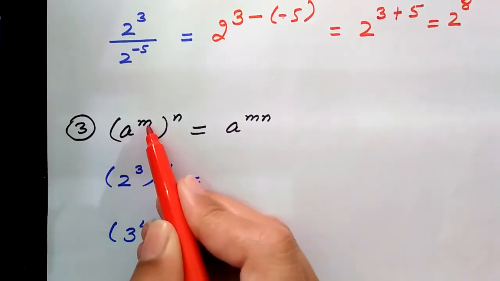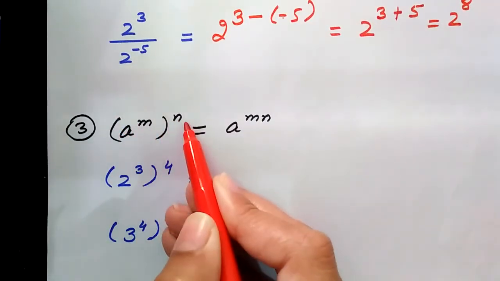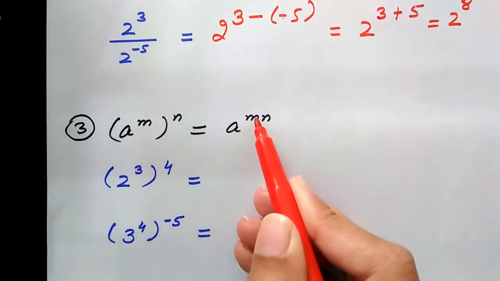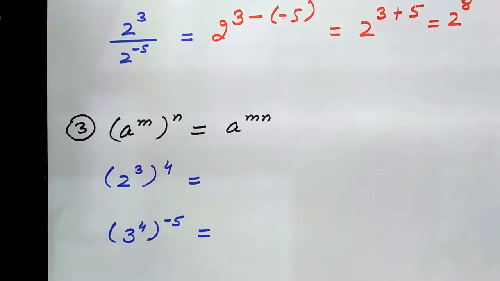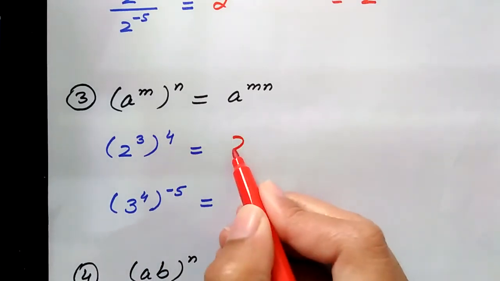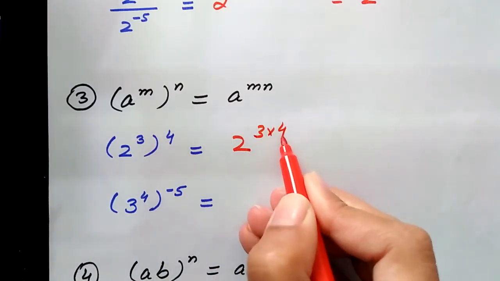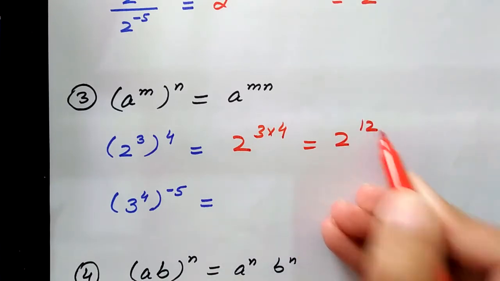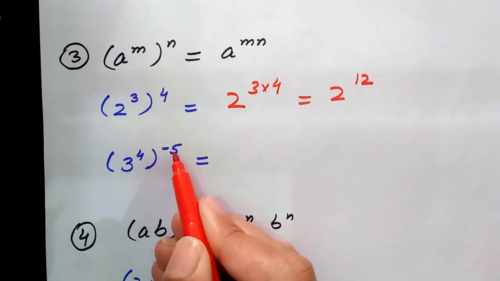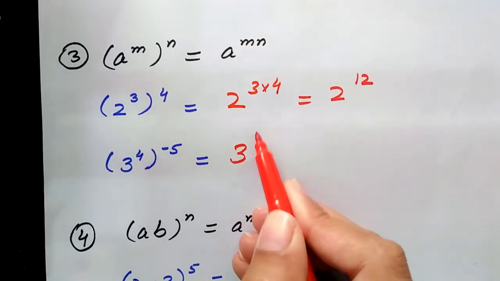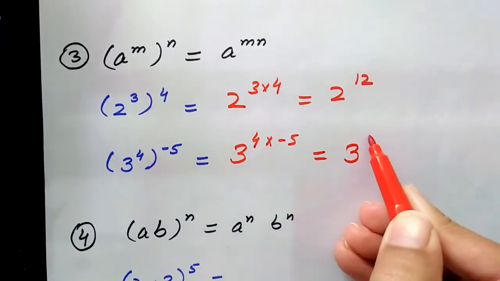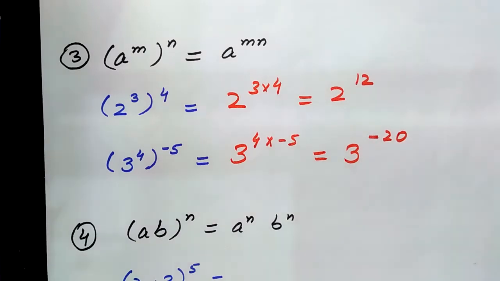If we have a raised to power m and the whole raised to power n, then both the powers will be multiplied with each other and it will become a raised to power mn. For example, 2 raised to power 3, whole raised to power 4, will become 2 raised to power 3 multiplied by 4, so it will become 2 raised to power 12. Or if we have 3 raised to power 4 whole raised to power minus 5, it will become 3 raised to power 4 multiplied with minus 5, and it will become 3 raised to power minus 20.